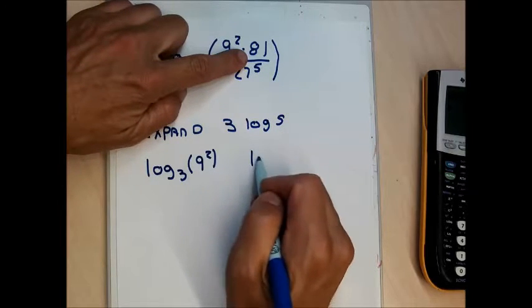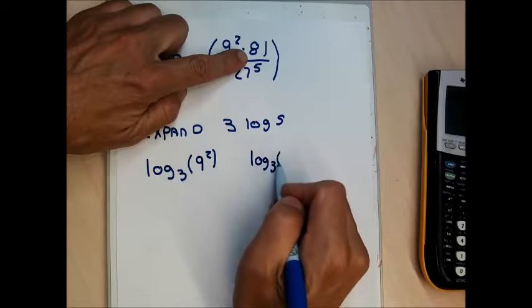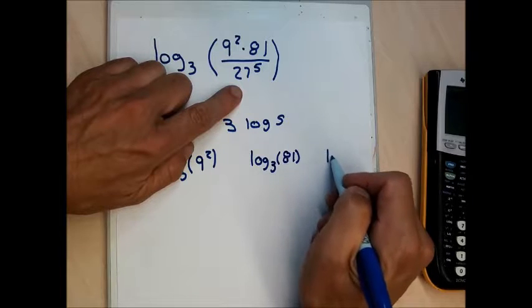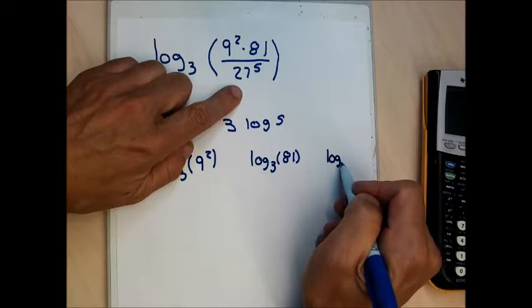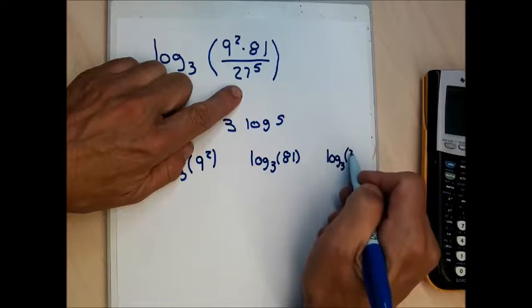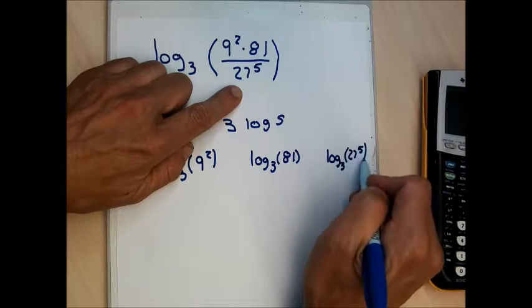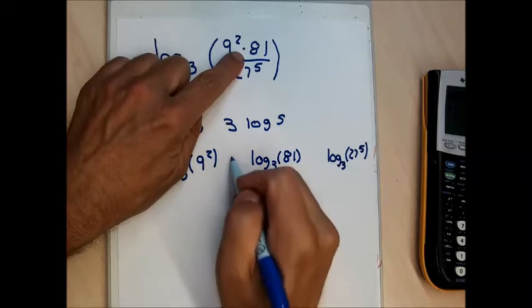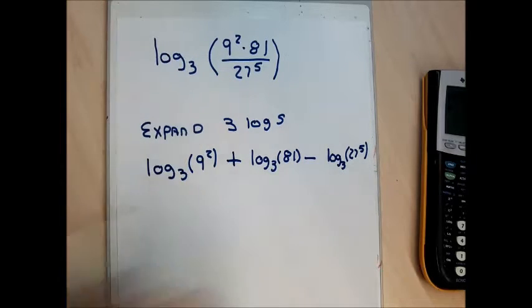Another logarithm is going to have 81 as its argument, because that's the second number that I see. And the third log is going to have a 27 to the 5th as its argument, because that's the third number that I see. Now I need to put signs between the logarithms. When I expand, I only ever put pluses or minus signs. Numbers that are in the numerator get plus signs. Numbers that are in the denominators get the minus sign.